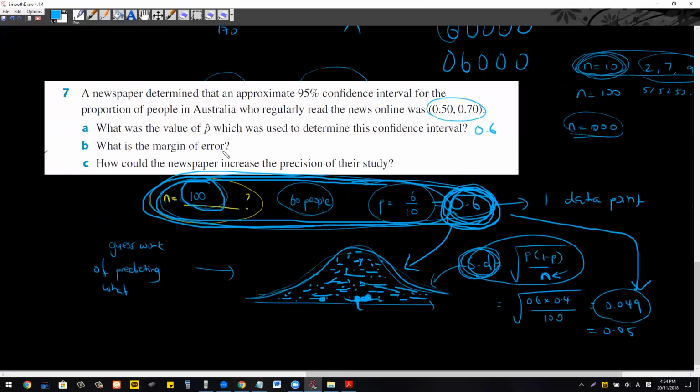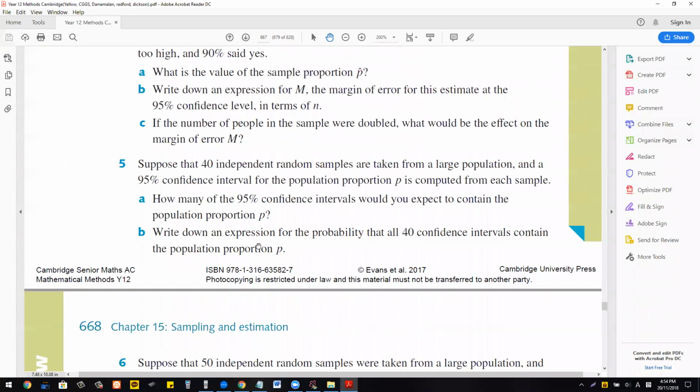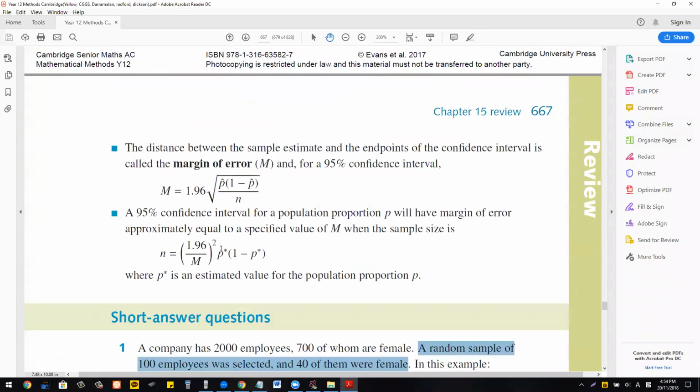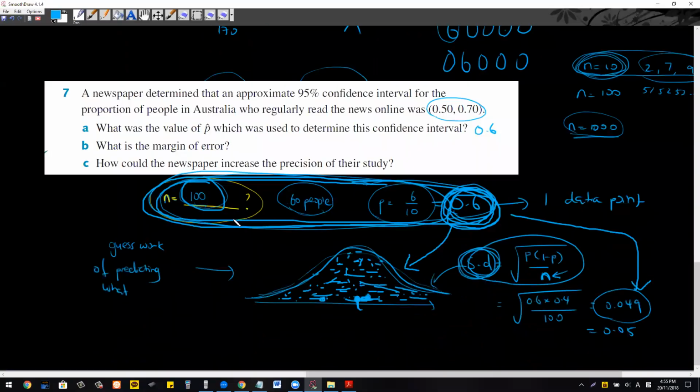That's the answer. What is the margin of error? Well, the equation for margin of error is this one here. So let's figure out what this is. All right.